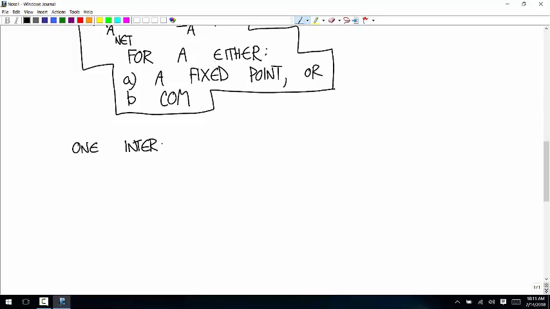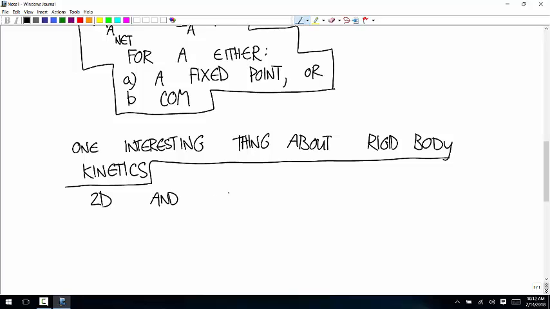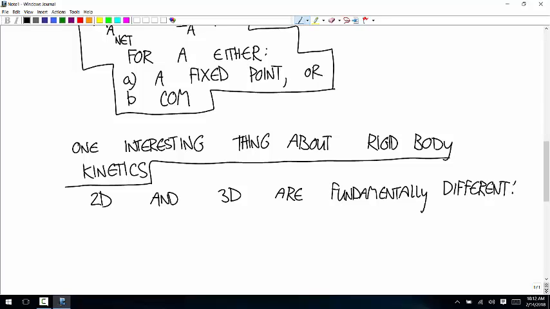One interesting thing about rigid body kinetics: 2D and 3D are fundamentally different, and that's unusual.